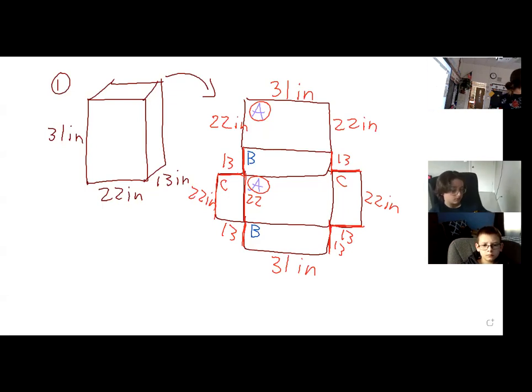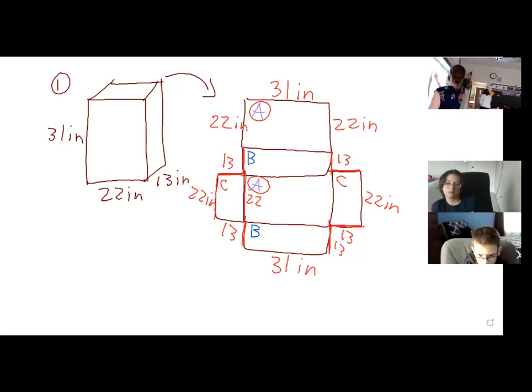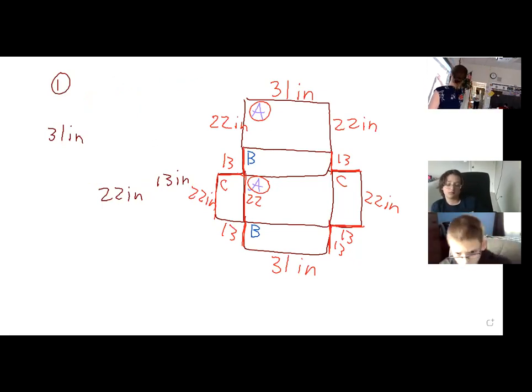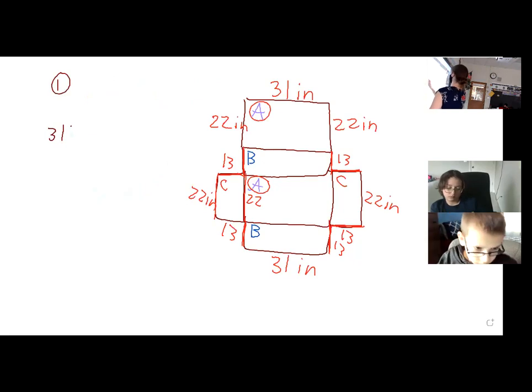Don't feel like you're over labeling it. You can label the entire figure as much as you need to in order to calculate the area, because the ultimate goal is to calculate the surface area of the whole shape. So I think we have enough information now to do it. Can I erase this original prism so I have some space to write? Okay. All right, here we go.